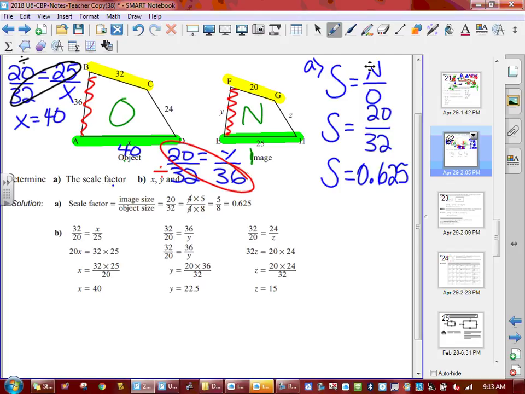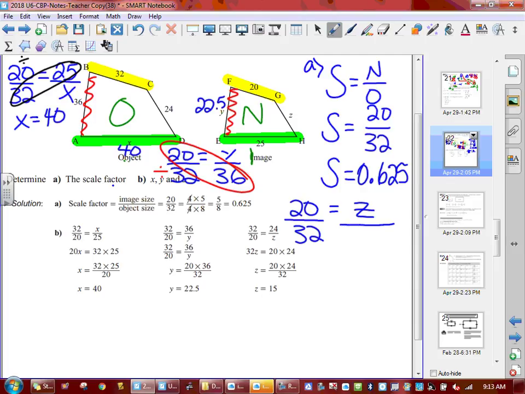So this one's going to give us a decimal. So you should get 22.5. So this guy here is 22.5. We find y. Okay? Now we're going to find z. We got to use the same true ratio. So I've got 20 over 32 equals z.